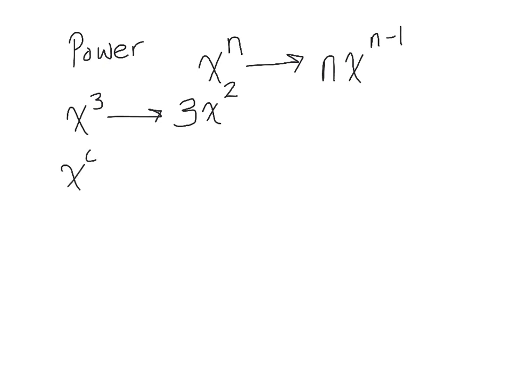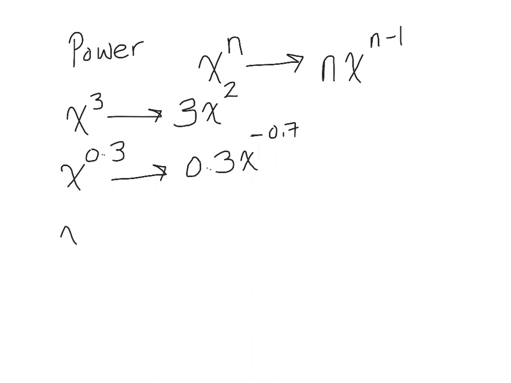So what if we have a power like this? x to the 0.3. Does it still apply? Sure. So n here is 0.3, we bring that down, x, and then 0.3 minus 1 is going to be negative 0.7.